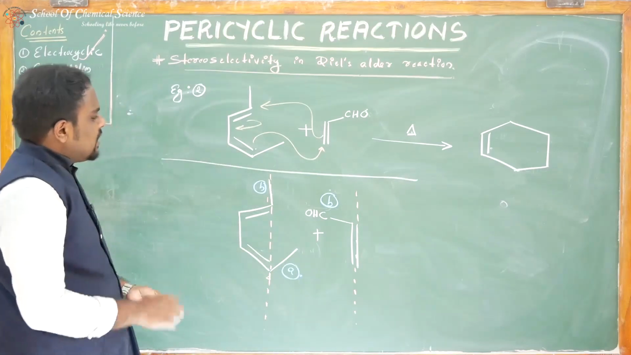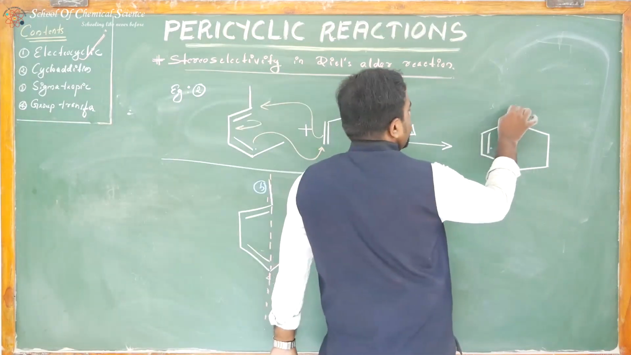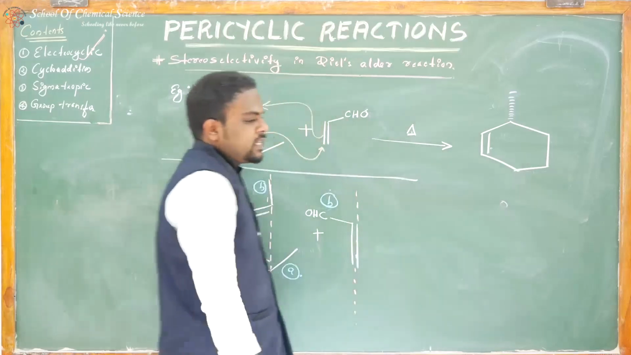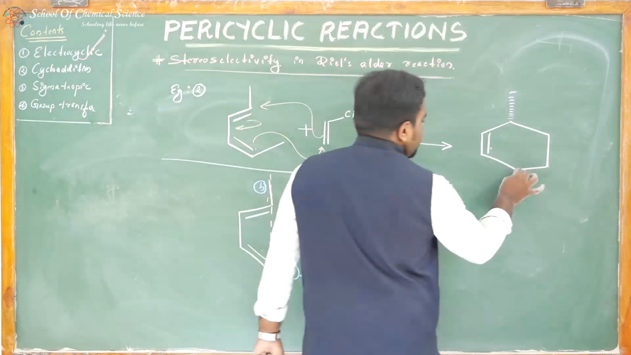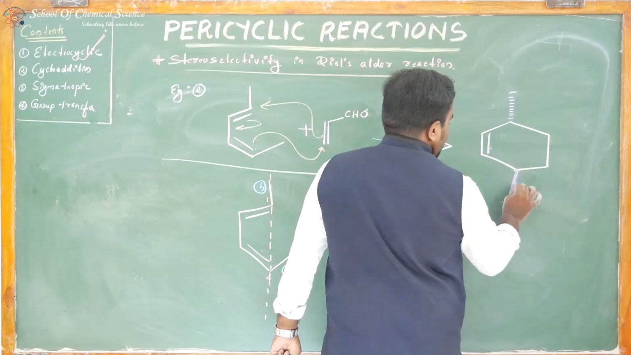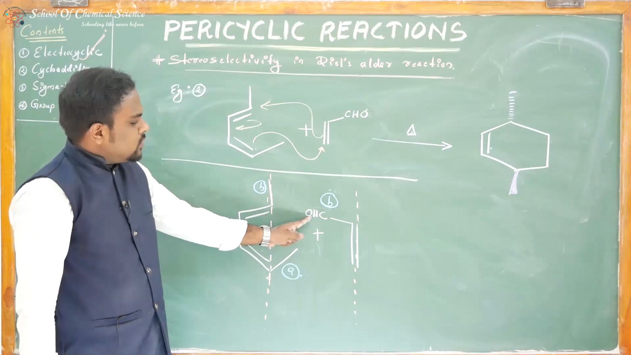So you can sketch the stereochemistry. This methyl is below the plane. This methyl group is below the plane. This methyl group is above the plane. This methyl group is above the plane. Then this CHO group is below the plane.